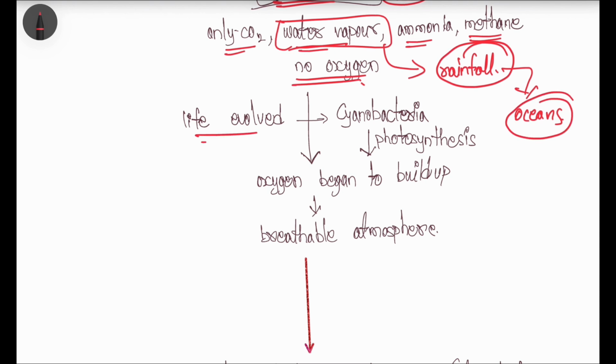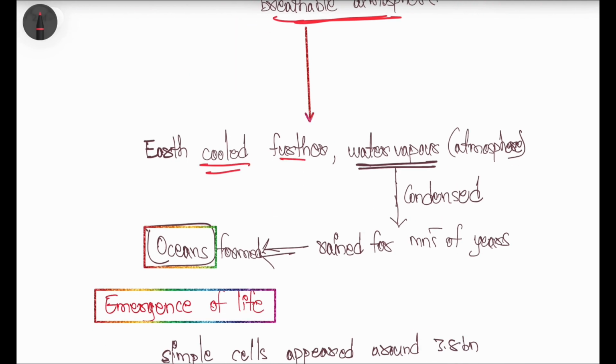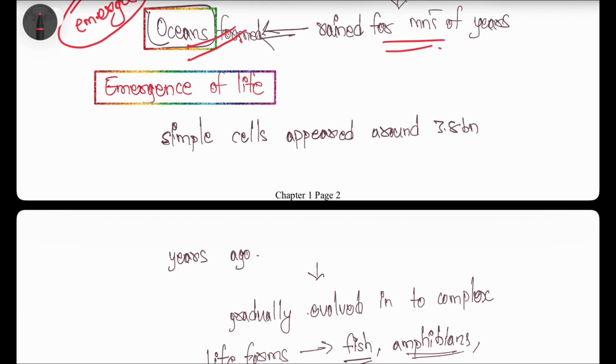The cyanobacteria present in these oceans carried out photosynthesis, because of which oxygen was released. The end product of photosynthesis is the release of oxygen. So oxygen began to build up in the atmosphere, that is the breathable gas, and Earth cooled further down, water vapor condensed, more rains happened and oceans were also formed. And that's how life emerged. So the emergence of life also.